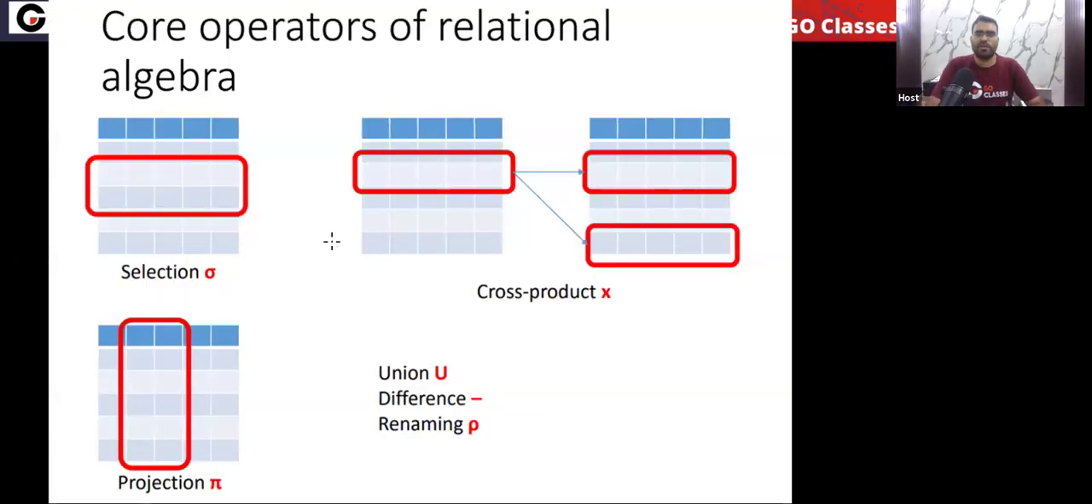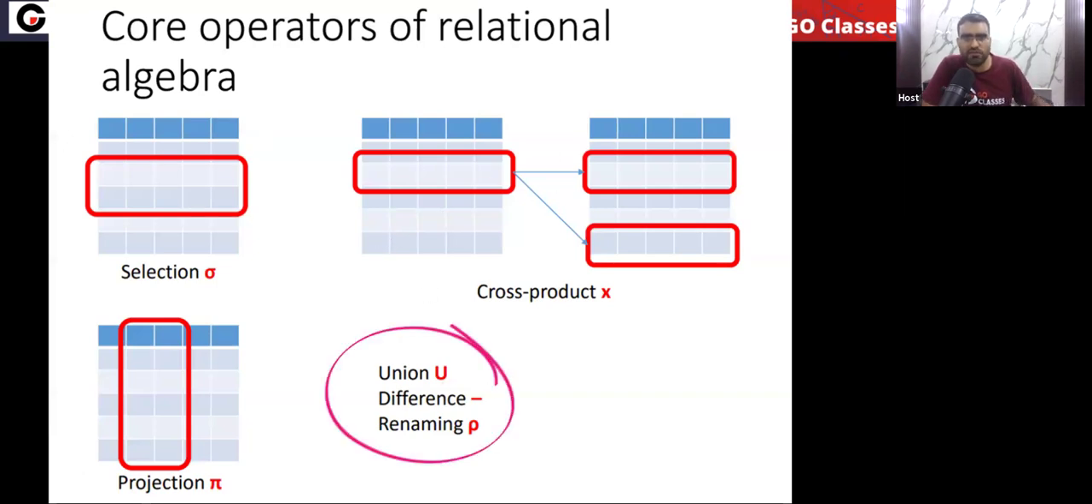So we have seen all the basic operations: selection, projection, cross product, union, difference, renaming. We have also seen intersection, but that is not basic. Yes or no? The basic operations are selection, projection, cross product, union, difference, renaming. How many basic operations are there? Let me know. There are 6 basic operations on your screen.